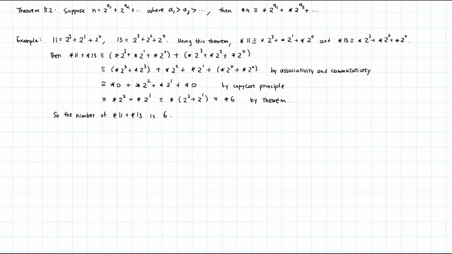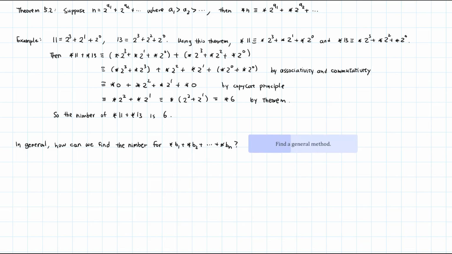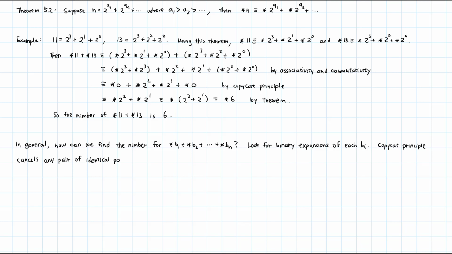Now take a few moments to think about where we get the 6 here, and how is this related to 11 and 13? Or in general, how can we find the nimber for star b1 plus star b2 up to star bn? Well, we certainly are looking for binary expansions of each bi. The copycat principle is going to cancel any pair of identical powers of 2s. So what remains would be the powers of 2s that appear in an odd number of expansions of the bi's.